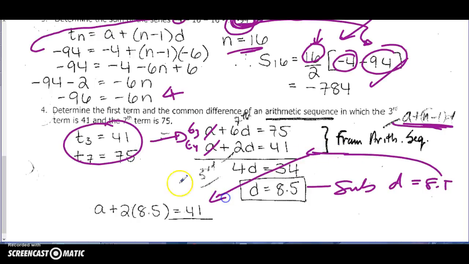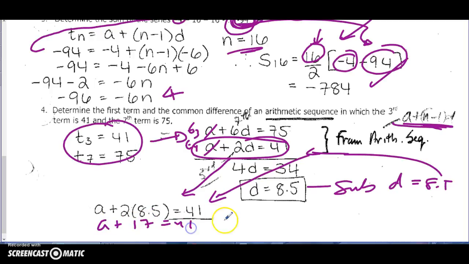Here we subbed into this equation here, number 2, and this equation here. And then you sub in and you find out that a plus 17 is equal to 41. And then bring that over, and a is in fact 24. I believe that's right.